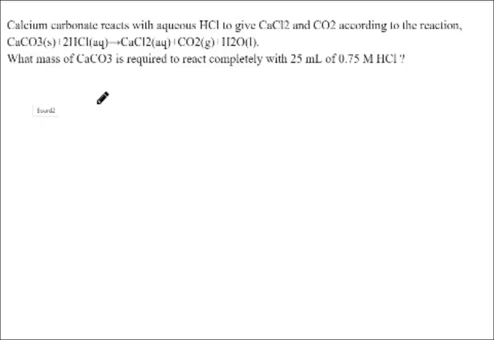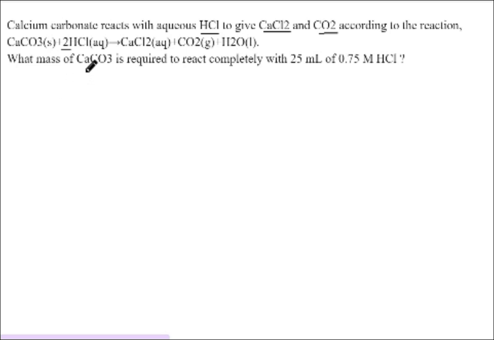Hello everyone. So the question that we are going to discuss today is a very important question of class 11th chemistry from the very first chapter, basic concepts of chemistry. The question says, calcium carbonate reacts with aqueous hydrochloric acid to give calcium chloride, which is CaCl2, and CO2, which is carbon dioxide, according to the given reaction. So the reaction has also been provided, which is calcium carbonate when reacts with hydrochloric acid, 2 moles of hydrochloric acid will give 1 mole of calcium chloride, 1 mole of carbon dioxide, and 1 mole of water.